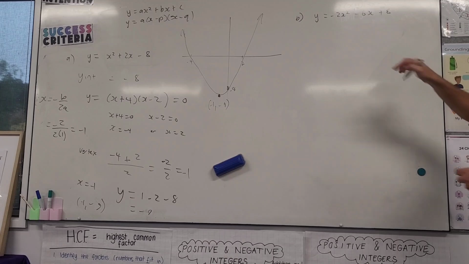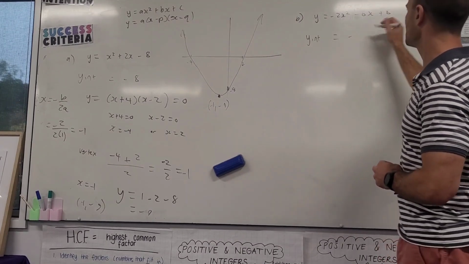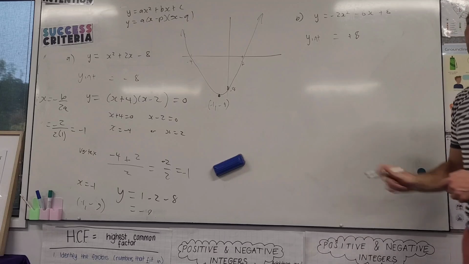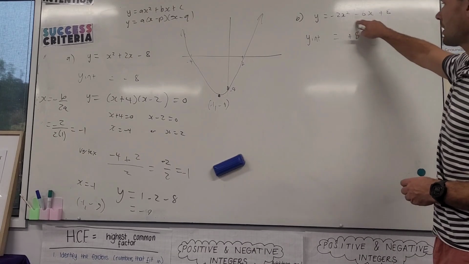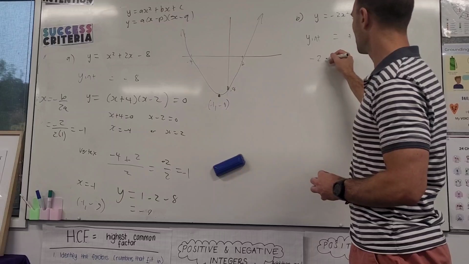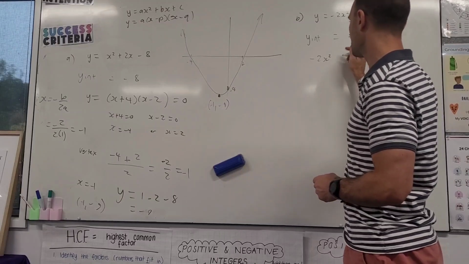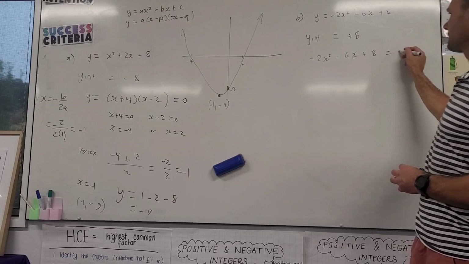Okay, good. So, step 1, find the y-intercept. Okay, y-intercept is going to be positive 8. Step 2, factorize. So if we're going to factorize this function, we're going to set it equal to 0. We're going to factorize it. There's a couple of things we can do here. Let's set it equal to 0.